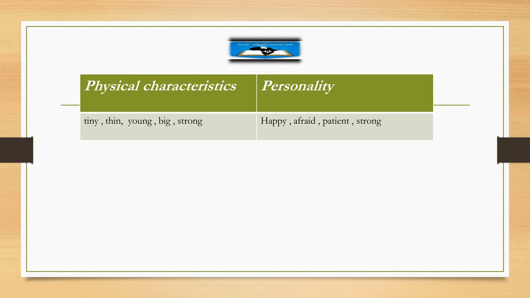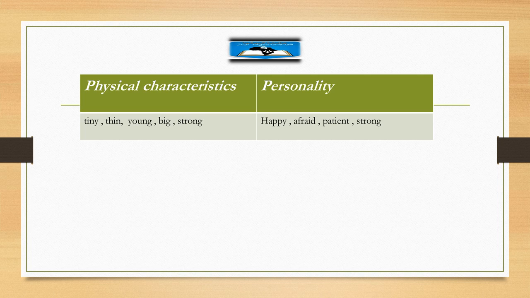So the adjectives that they really used in the paragraph, we can divide here into the physical characteristics and the personality adjectives. As you can see, tiny, thin, young, big, strong, these are the physical characteristics. Of course, strong can be used for both personality and physical. You can say he has strong bones, he has strong muscles, which can also describe physical characteristics. Personality: happy, afraid, patient, and strong again.